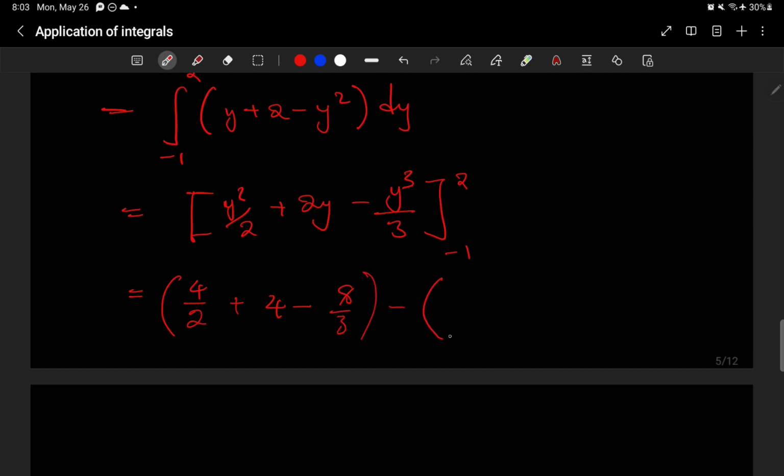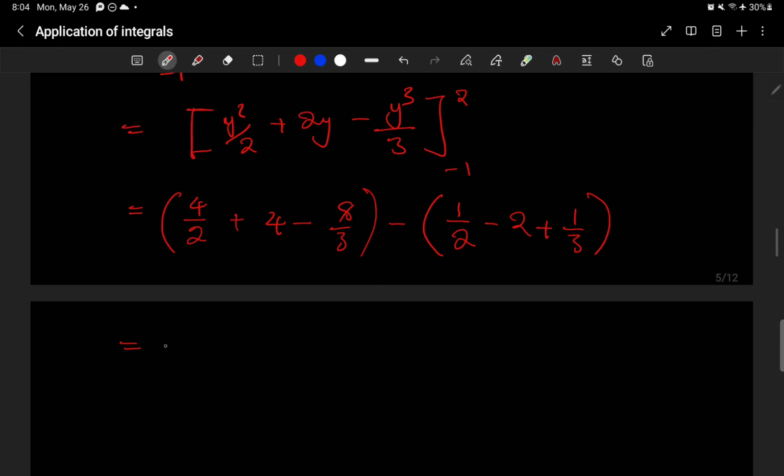Now we go with minus 1, the lower limit. Minus 1 squared will be 1. And then minus 1 there becomes minus 2. Then the minus there will still be minus, so this is 1 over 3. So remove the brackets here. So we have 4 over 2, that will just be 2. 2 with that 4, that is now 6. 8 over 3 minus half. Minus, so I'm removing the brackets, so this will be minus half, this will be plus 2. This will be minus 1 over 3.